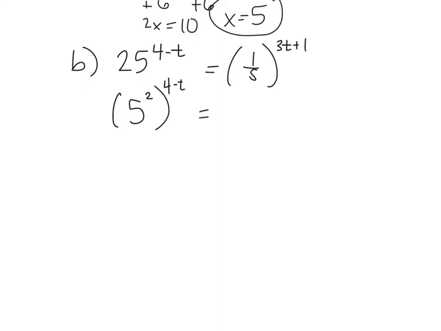Now here's the other question: how can I rewrite 1/5 as a base 5? 5 to what power gives me 1/5? If I see a little fraction, typically that points me to a negative exponent. And in this case, it's going to be 5 to the negative 1 power. Okay, now I need to simplify to where I have 5 raised to something equals 5 raised to something. Now if I have an exponent raised to an exponent, that means I'm going to multiply 2 times 4 minus t.